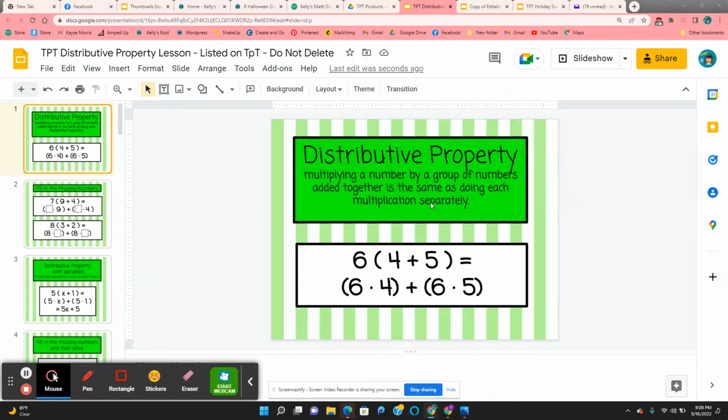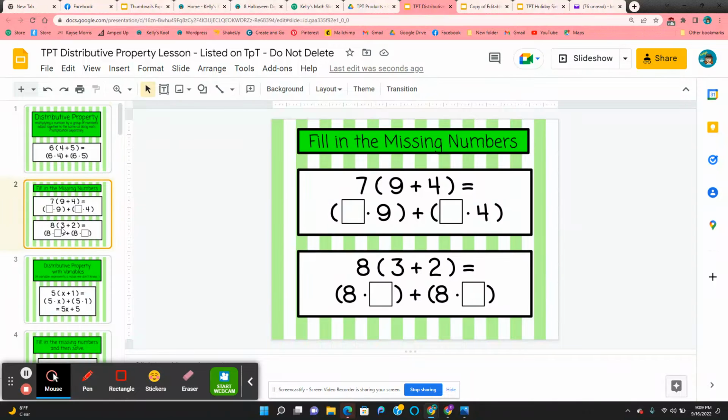This is a distributive property lesson and is for students in 7th grade and above because it does include negative numbers. But it's a scaffolded lesson, so it walks them through slowly and gets more difficult as they go. It starts out just explaining what the distributive property is. And then on the first slide, they're going to insert the numbers.